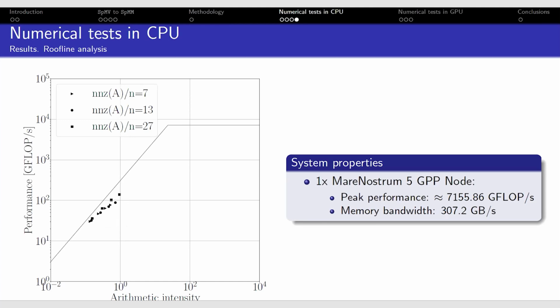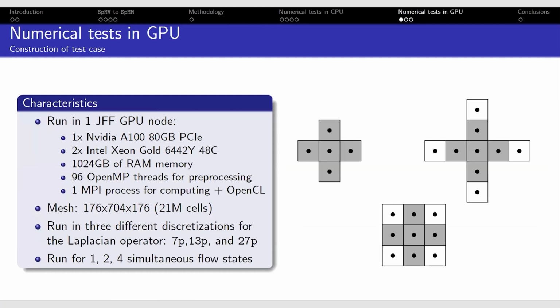So once we tested this on CPU, these results were translated to GPUs. This was running on our in-house GPU cluster, using just one GPU, one NVIDIA A100 with 80 gigabytes of memory, running in the OpenCL framework with our in-house code as well, on this 21 million mesh. That was the one ensuring that the 1-to-1 flow states were filling the memory of this one GPU, and again with the three different discretizations that are present here.